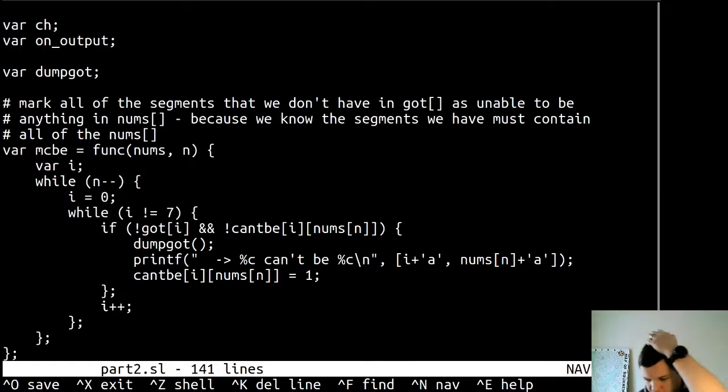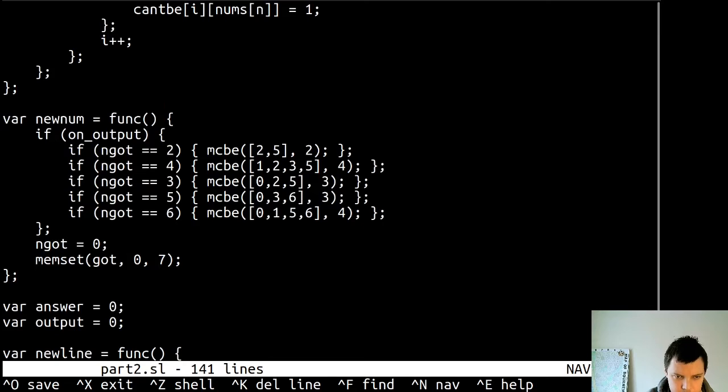If we know that we've got a 5-segment digit, then we know that the segments we have must contain the segments that are used in all of the 5-segment digits, and therefore the segments we don't have cannot be the ones that are used in the 5-segment digits. So this seems like the logic is correct. Let's just check if the numbers are correct.